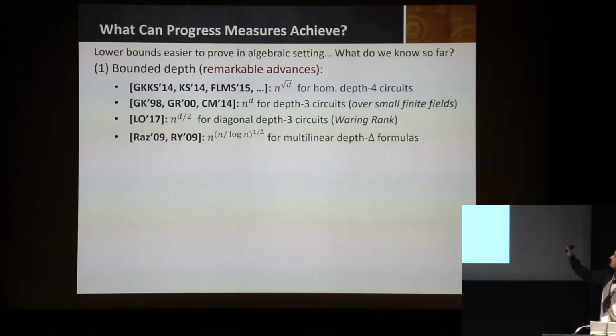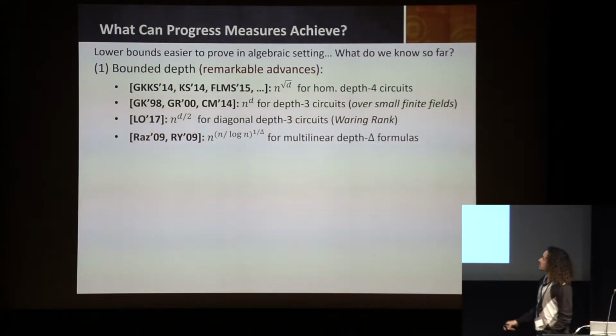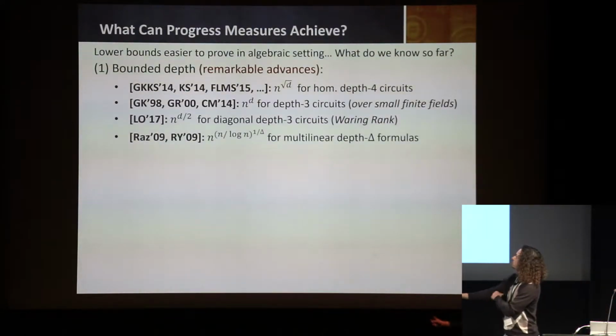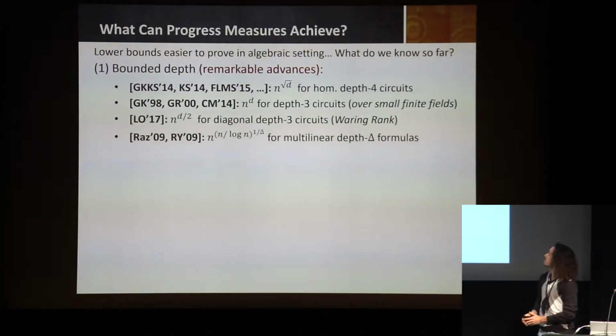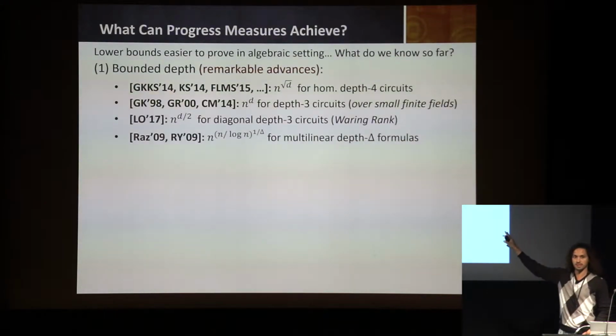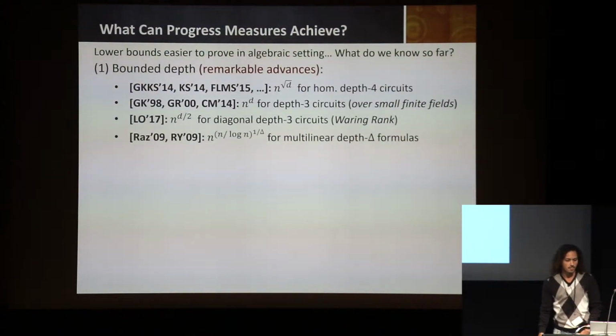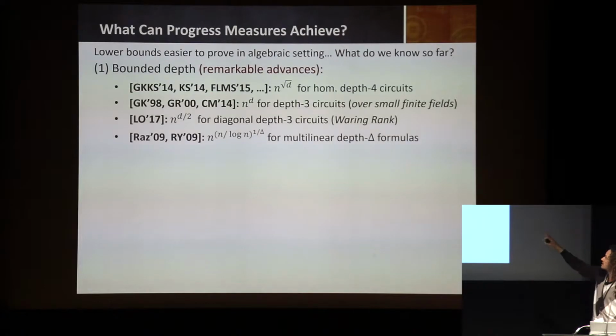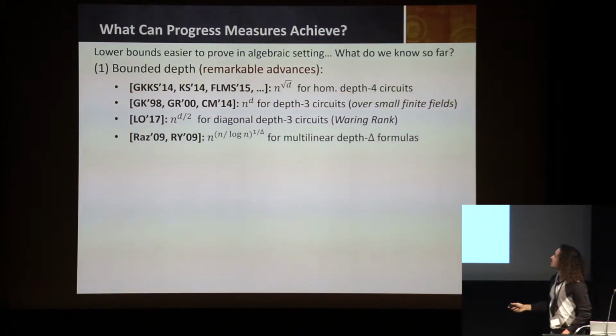And in 2017, Landsberg and Ottaviani proved an n to the d over 2 lower bound for diagonal depth 3 circuits, which I'll describe later in the talk. You don't need to know what they are right now. And in the multilinear setting, we also have impressive lower bounds.